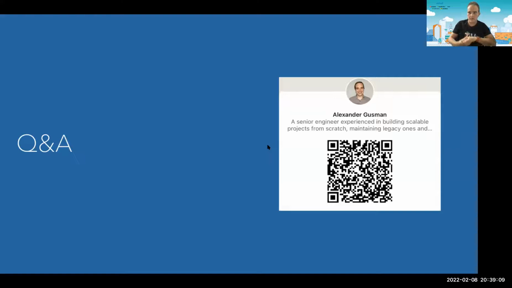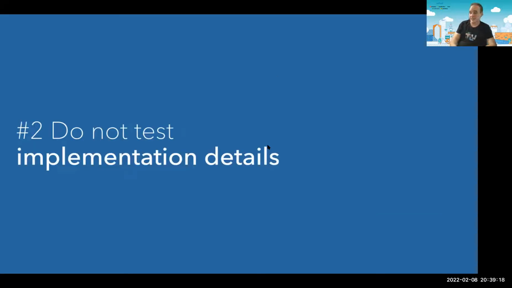Okay, I believe that's enough for the first ingredient, and let's move on, and we'll have another Q&A section in the next section. And the second ingredient is: do not test implementation details. And I believe that's the most important ingredient that I will teach you today.